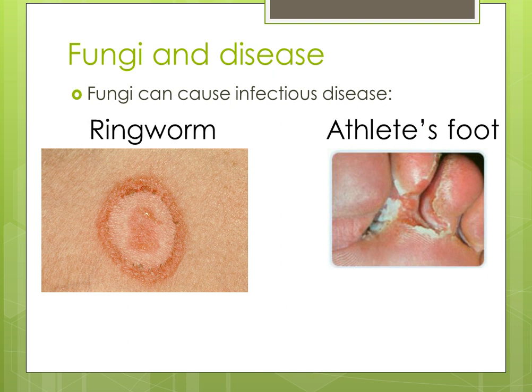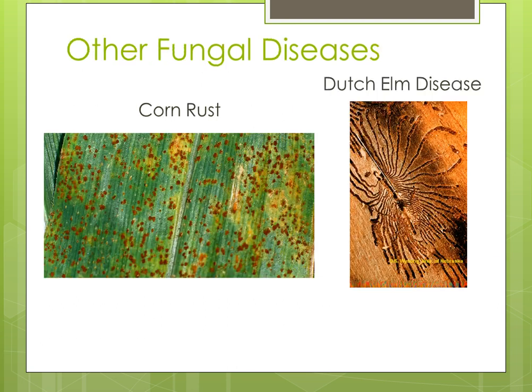So here are some different diseases you can get. You get ringworm. That's a fungus. Ringworm and athlete's foot are both fungal, and maybe not so much affecting humans, but corn rust is a fungal disease that can be incredibly impactful to corn farming. And Dutch elm disease is another one, caused by fungus infecting Dutch elms.